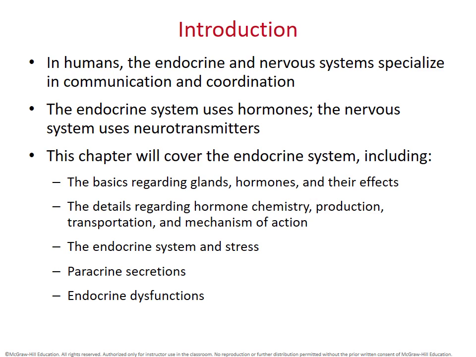What are these similarities? Essentially, as you see here, both systems specialize in communication throughout the body and coordination of response. They both use chemicals to carry the messages. Ultimately, the endocrine system, of course, uses chemicals called hormones, which are regulatory molecules released into the bloodstream. The nervous system, of course, uses neurotransmitters, which diffuse across synaptic clefts.